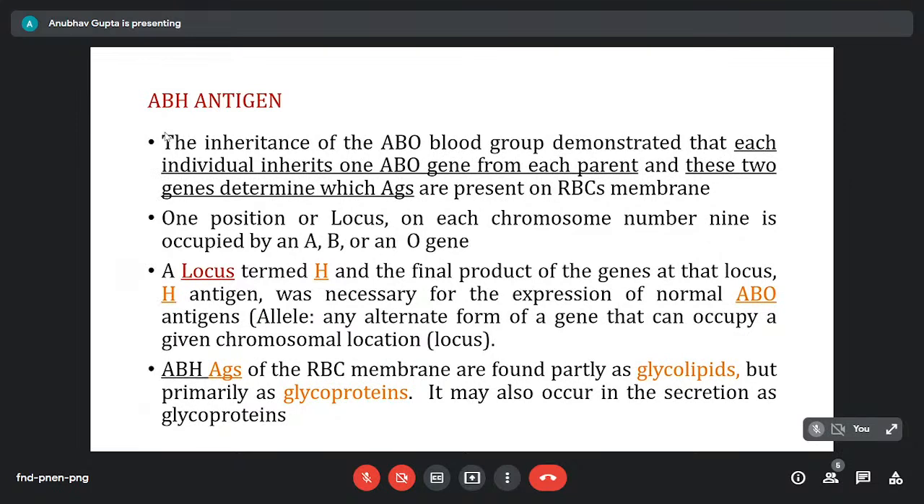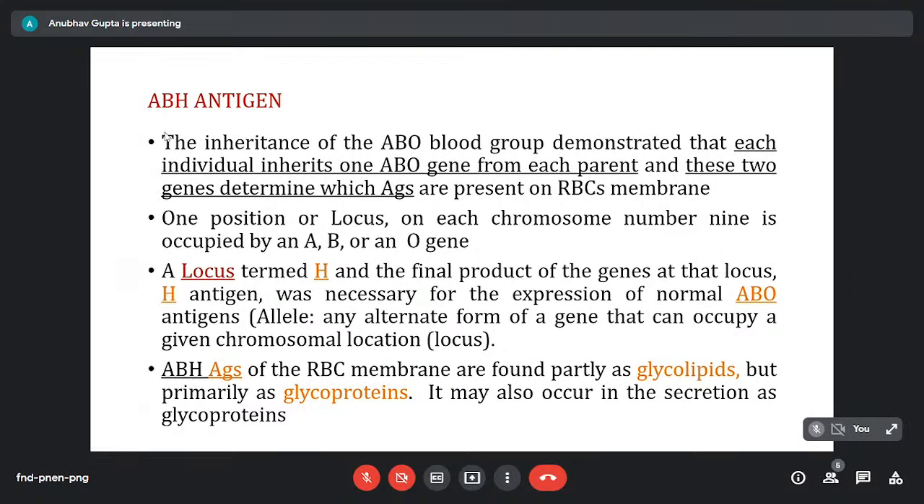These genes which code for the antigens do not form the antigen. Basically, a gene like the A gene forms the enzyme which forms the antigen. So the sequence is the gene forms the enzyme, the enzyme acts on the substrate and forms the antigen. Any ABO gene does not form any antigen. It codes for the antigen, but it does not form the antigen. There are two things separately.